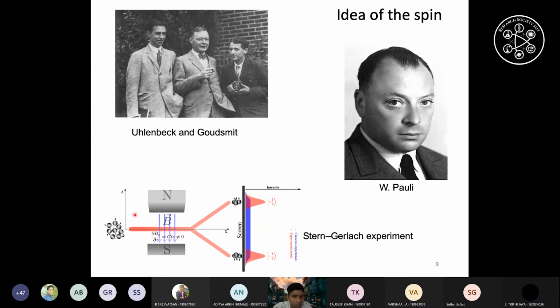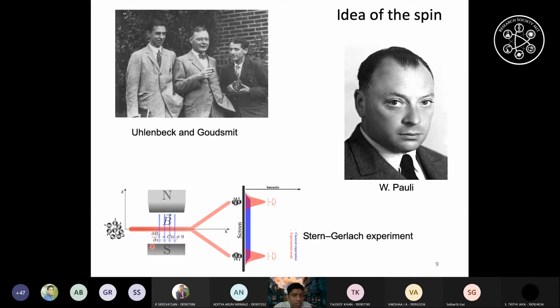If you look at the experiment, it is very simple. And this was actually done before these guys formalized it, around 1921. So actually, around 100 years back. They took this magnet, and what they did was create a non-uniform magnetic field between them.